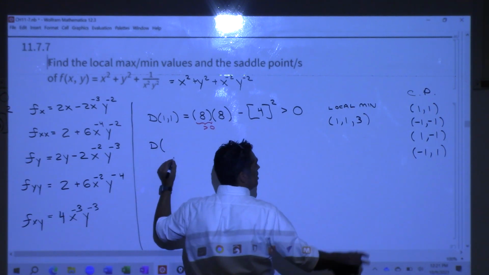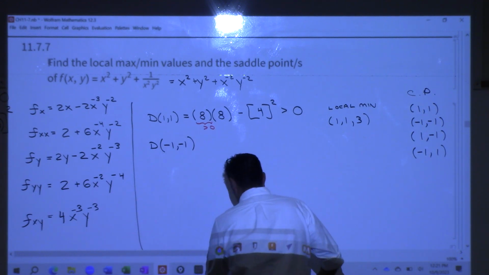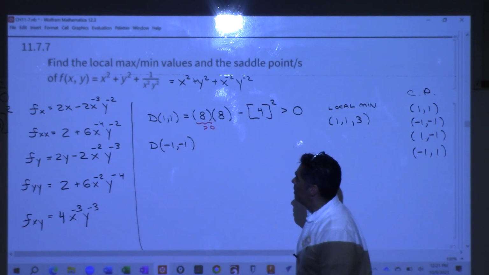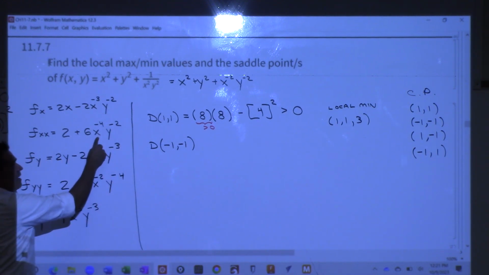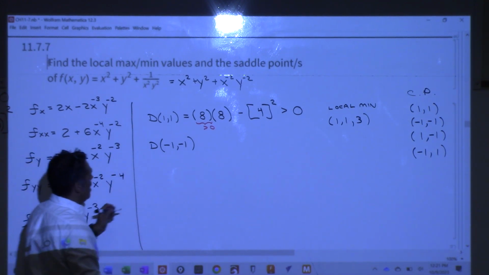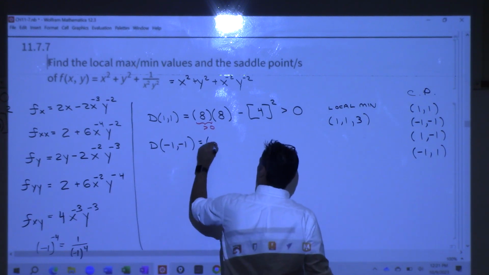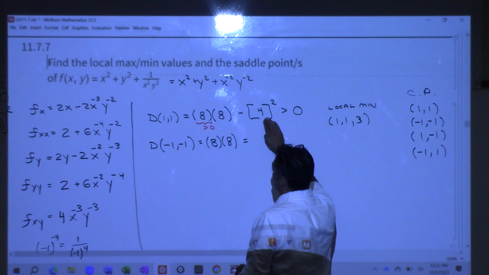D of negative 1, negative 1. Okay, be careful here. Does it change anything? Do we get the same answer? Remember what it means, right? Negative 1 to the negative 4 just means 1 over negative 1 to the positive 4, right? So that's still 1. So we get the same thing, 8, right? 8 for both. And then does it change this?